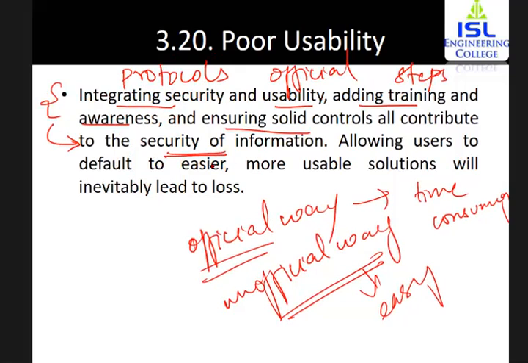Otherwise, they are going to default to easier, more usable solutions with inevitable risk of loss. That is why you need to go for the official way. So these are the different 20 deadly sins, or you can say the different security problems. So with this, we end the first unit.